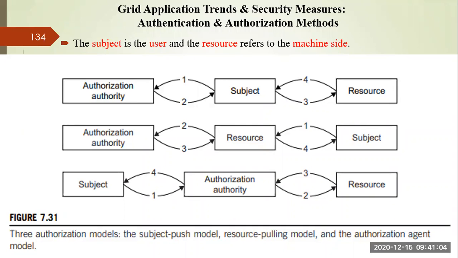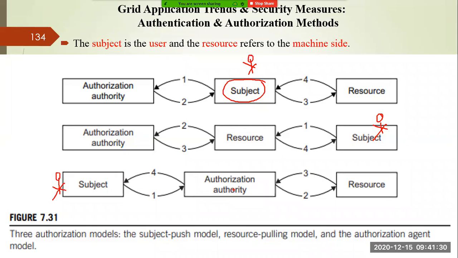Second one is called the resource pooling model. Third one is called the authorization agent model. Here you can see the subject. The subject is nothing but the user, right? You can see the user in various positions. With respect to the different models, the user is present in various places. And resource indicates your grid side.